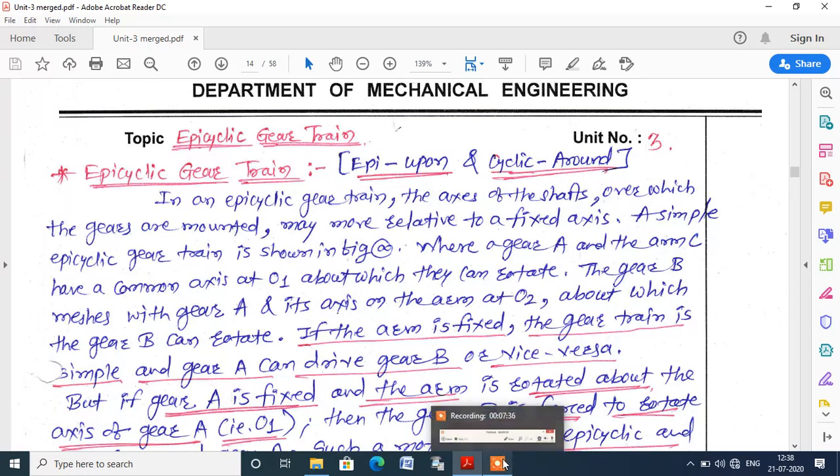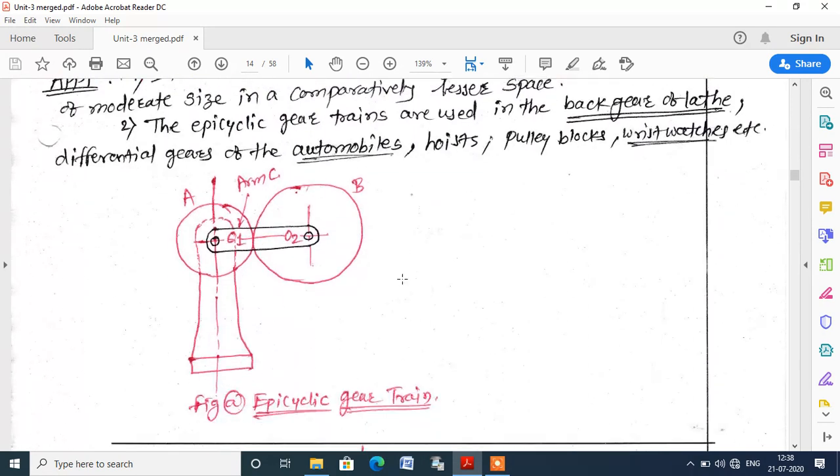A simple epicyclic gear train is shown here in figure A. So gear A is there, gear B is there, A is meshed with B, and there you can find one arm, that is arm C. This is one simple one. So three elements are there: gear A, gear B, and arm C. O1 is the center of gear 1, O2 is the center of gear 2.